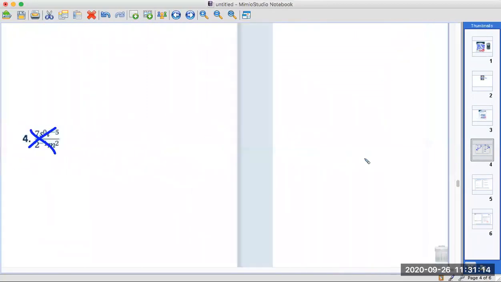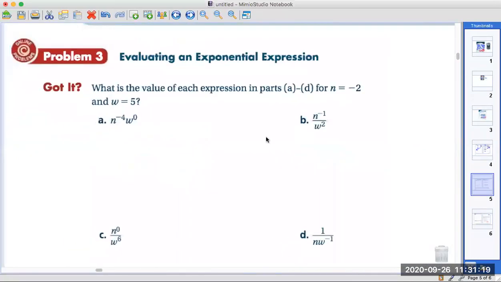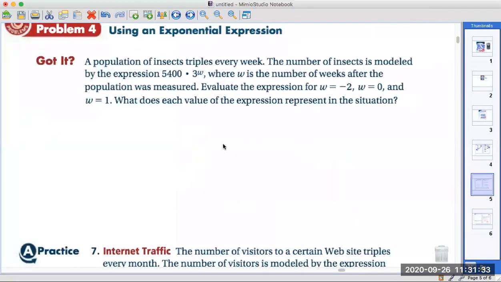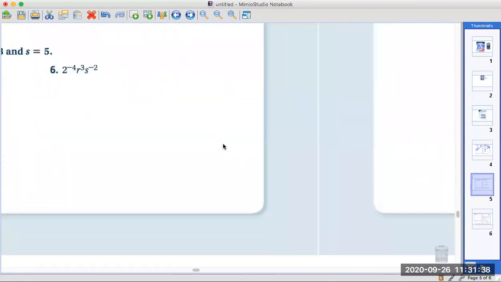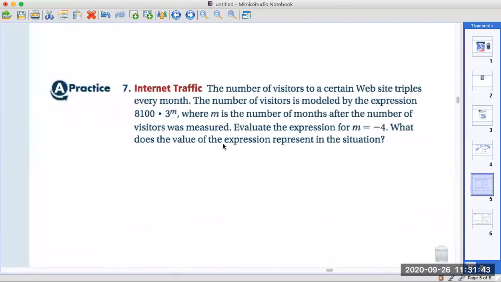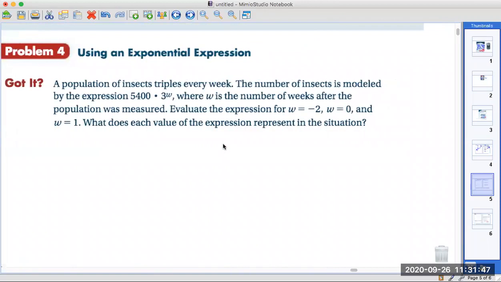I'm going to skip the ones where you evaluate, because you need to plug in the numbers for n and w. First you simplify, then you plug in the numbers. I'm going to skip that part. The lesson is very lengthy. I want to get to these word problems. We're on page 287. Doesn't show it. Yeah, here it is. Nope. Cut that off. 287, very much on top, using an exponential expression.